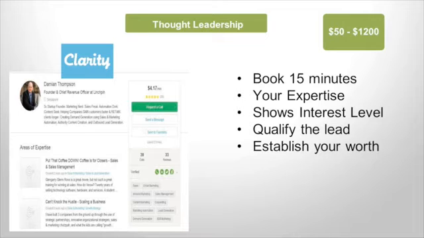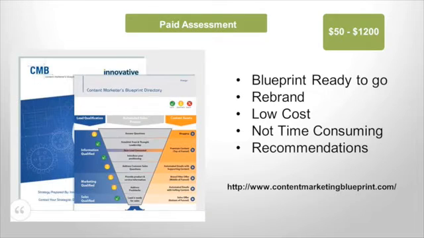As another alternative, and moving up the food chain on the pricing, you could actually offer a paid assessment. This is Content Marketing Blueprint. They create white label blueprints. You can just order one yourself. I think they cost about $500, and then you can rebrand this with your own company logo, your own agency, and your own direction, and send it over to the customer maybe at $750 or $1,000, making a profit. So it's low cost. It's not time consuming, and it gives them recommendations. If they're serious about their inbound marketing, they will pay for an assessment.